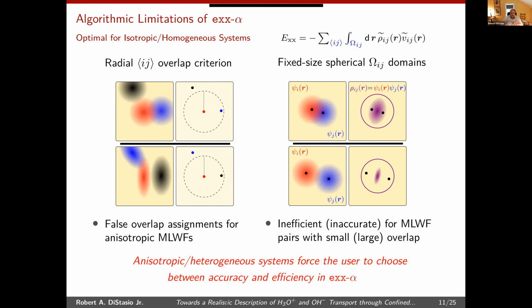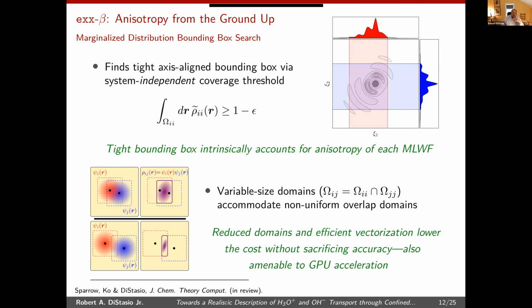We do it in 2 steps, right? The first thing we do is we find an axis-aligned bounding box with a system-independent coverage threshold. So we basically just choose this epsilon, and it's basically how much of an electron from a given orbital you are willing to lose, right? Because this integral, if you do it over all space, should be equal to 1. And so we just have a little threshold.